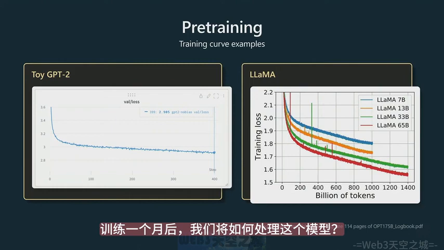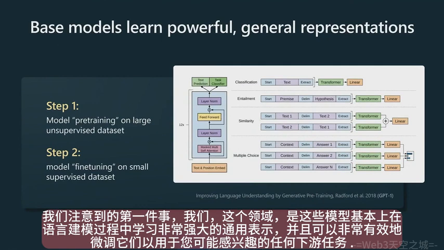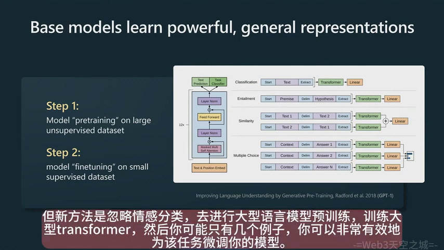Now, what are we going to do with this model once we've trained it after a month? Well, the first thing that the field noticed is that these models, in the process of language modeling, learn very powerful general representations, and it's possible to very efficiently fine-tune them for any arbitrary downstream task you might be interested in. As an example, if you're interested in sentiment classification, the approach used to be that you collect a bunch of positives and negatives, and then you train some kind of NLP model for that. But the new approach is: ignore sentiment classification, go off and do large language model pre-training, train a large transformer, and then you may only have a few examples, and you can very efficiently fine-tune your model for that task.